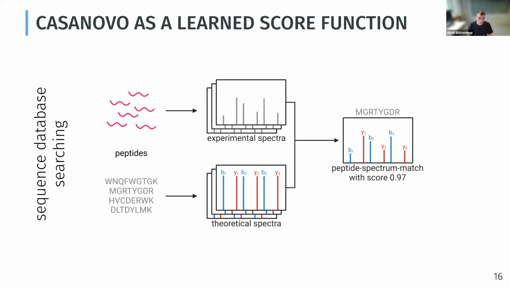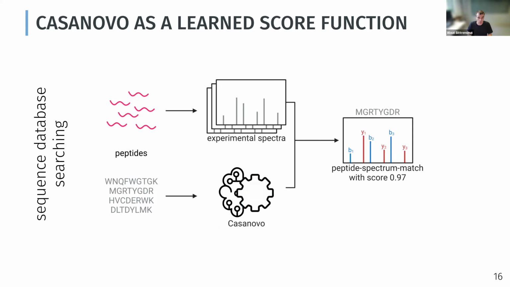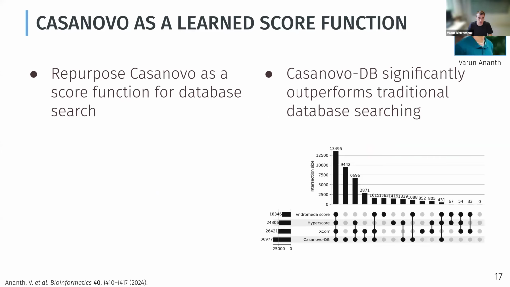Not in its initial way, but maybe we can use Casanovo as kind of a score engine to measure how well our peptides and experimental spectra match to each other. And so we use Casanovo in kind of a teacher forcing mode to provide it with candidate peptide sequences and then get scores for peptide spectrum matches against our experimental spectra.